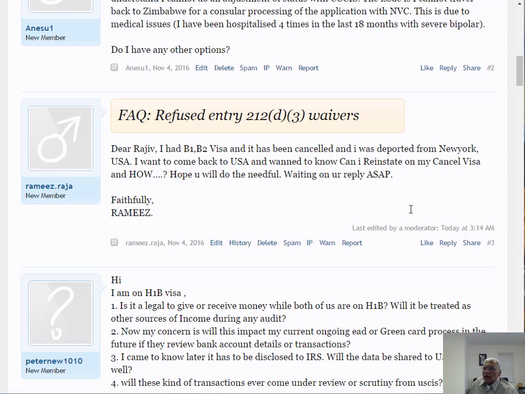But 212(d)(3) waivers in general are available to people who have any kind of disqualification and they want to come into the United States on a non-immigrant visa. For example, if you got an H-1 visa or an L-1 visa, you could potentially apply for a 212(d)(3) waiver. It's not certain that you will get it, but that is the only choice pretty much you have for non-immigrant visa entry. Press *5 if you have a follow-up question on this. No new questions, please. Okay, it doesn't look like there's a follow-up question.